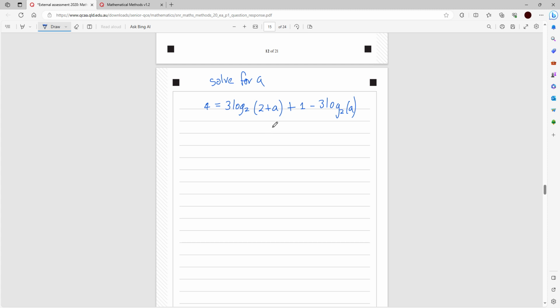So before I apply the logs, I'm going to move these powers up there, okay? So I'll have 4, and then I'm going to move this 1 over as well.